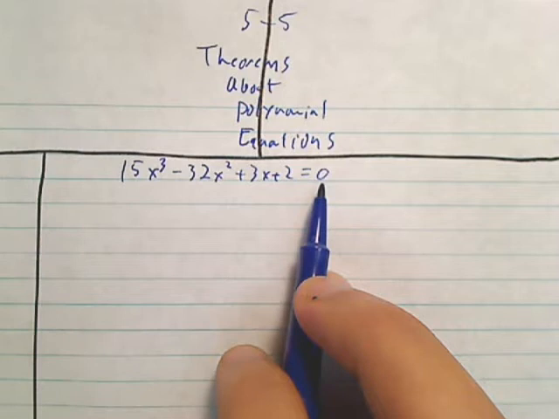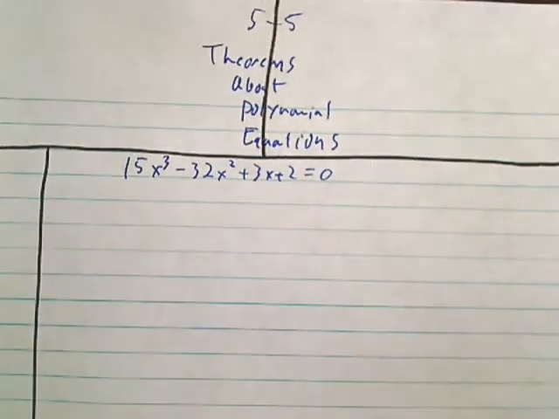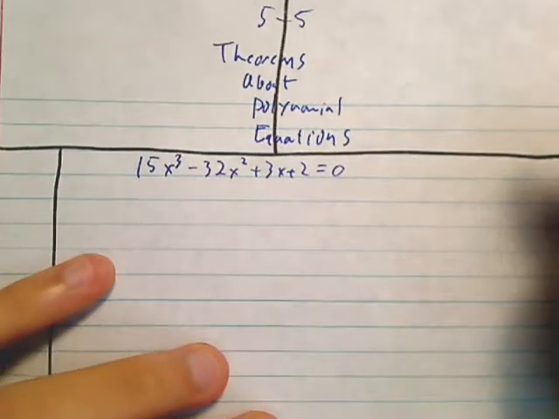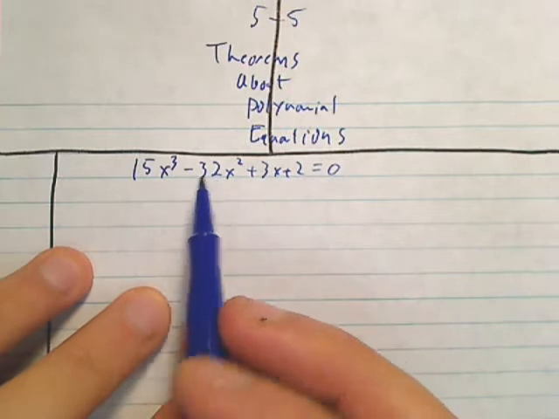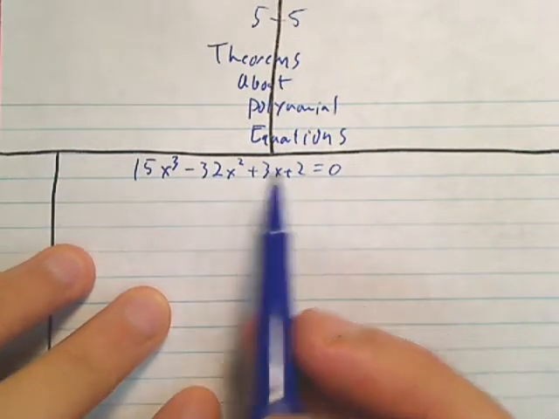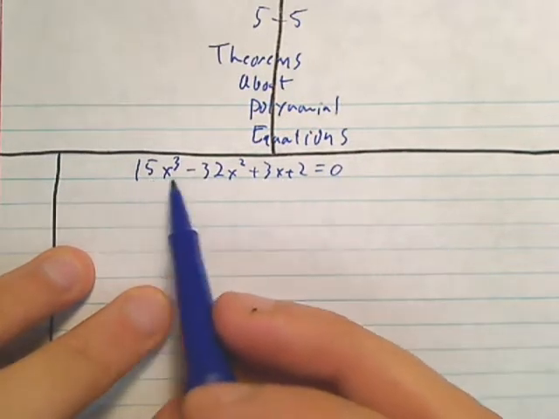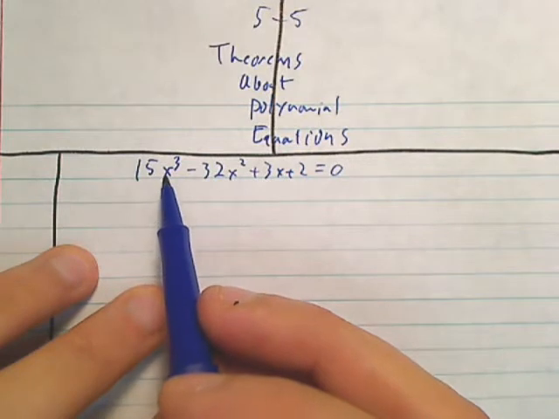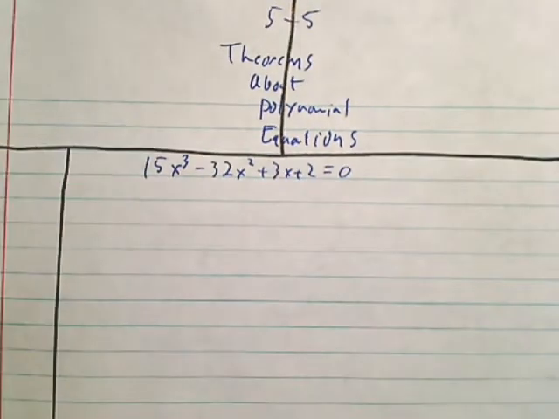Oftentimes we'll set equations equal to 0, and if they're not equal to 0, we make them equal to 0 by changing the signs and moving everything over. So here's our first polynomial equation. This is a polynomial because all of the exponents are whole numbers or there's no x there at all. That's the main thing we look for. It's in standard form: x to the third, x squared, x, and then our constant term at the end there. Okay, so our first theorem is the rational root theorem.